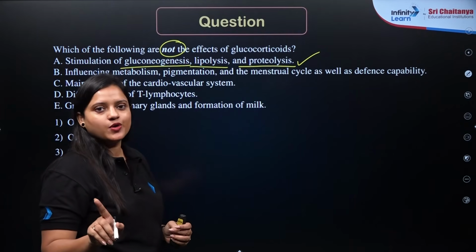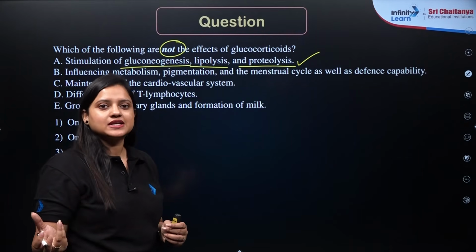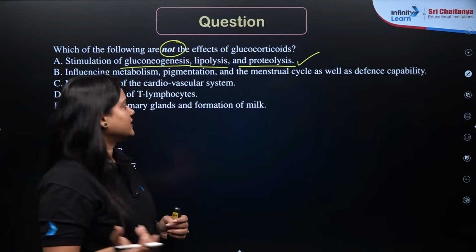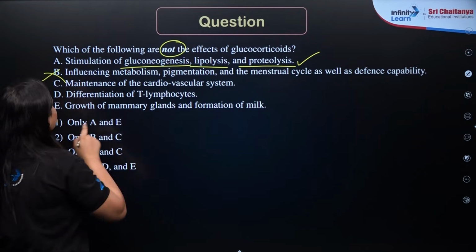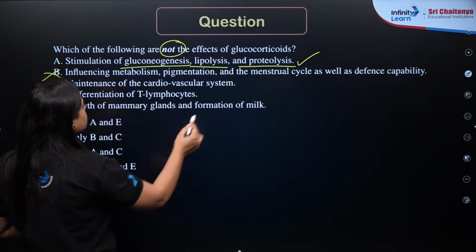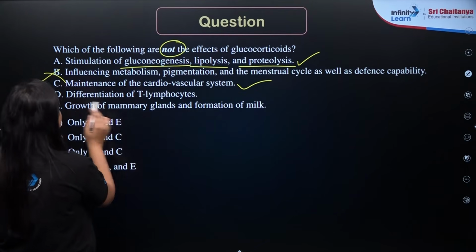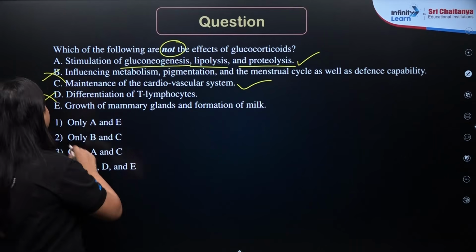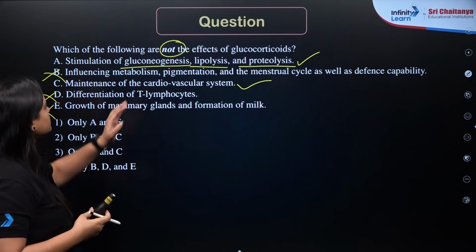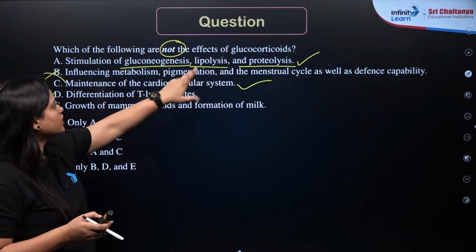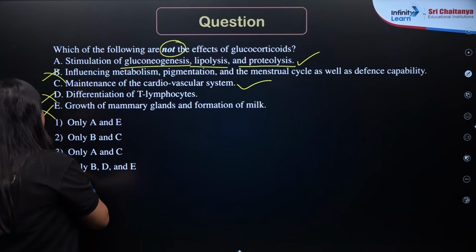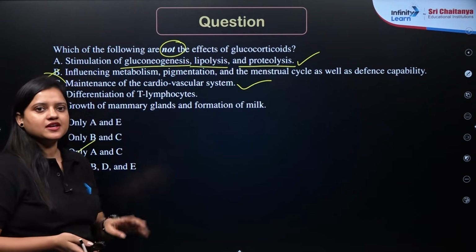Not of glucocorticoids, but a hormone secreted by pineal gland, that is melatonin, right? So this is wrong. Maintenance of the cardiovascular system, that is correct. Differentiation of T lymphocytes, not at all. Growth of mammary gland and formation of milk, no. So which of the following is not the function of glucocorticoids? It should be B, D, E, right? So correct answer here should be 4.